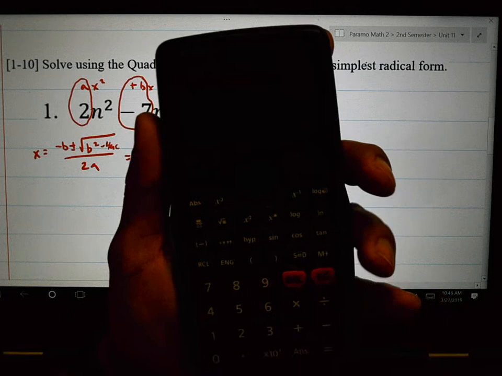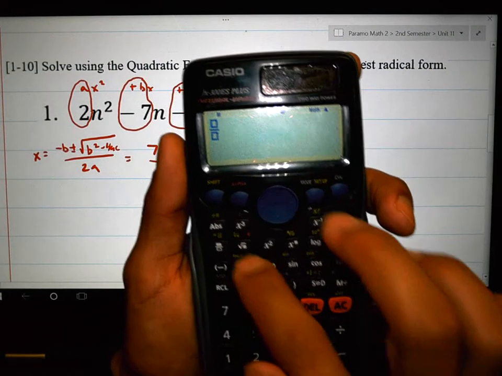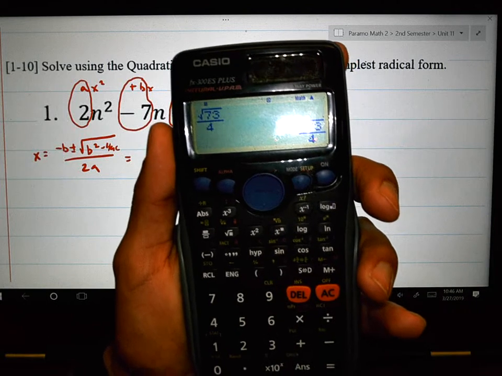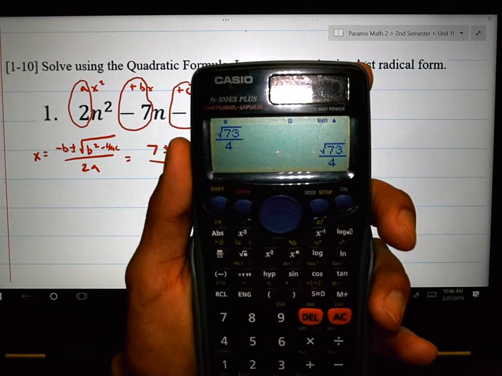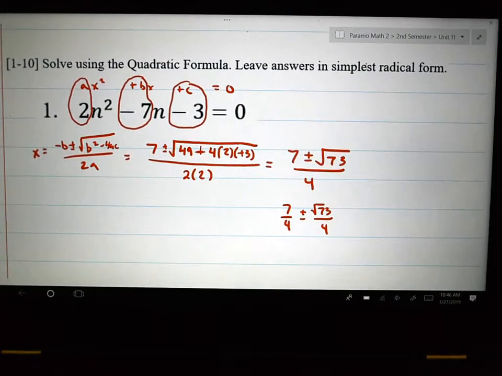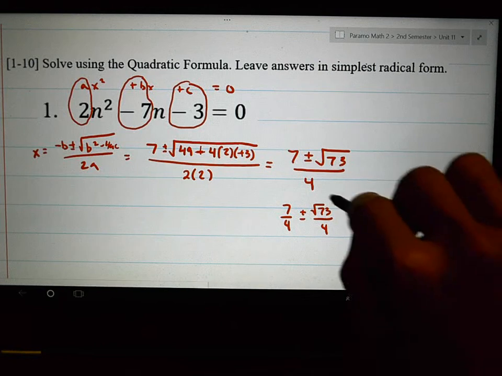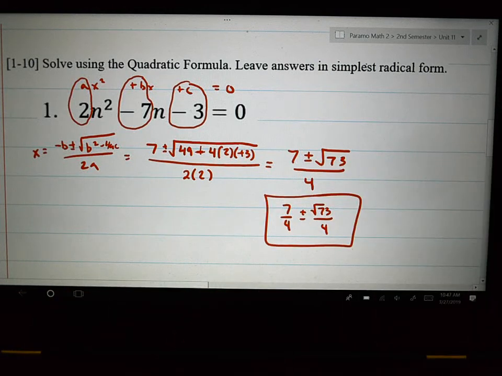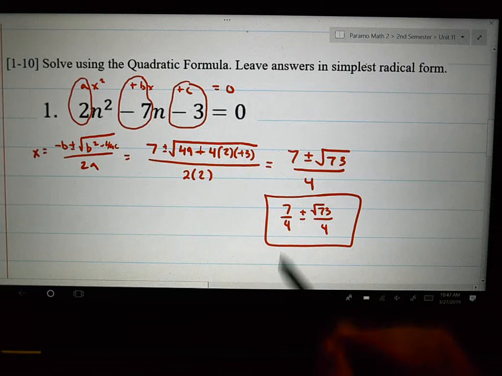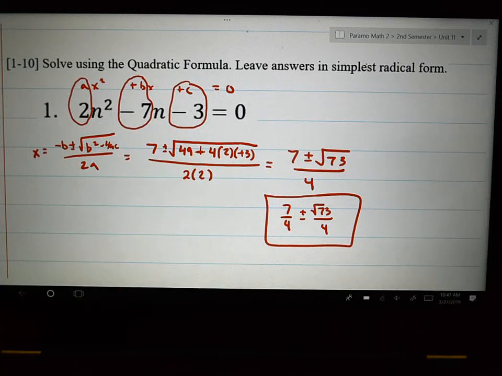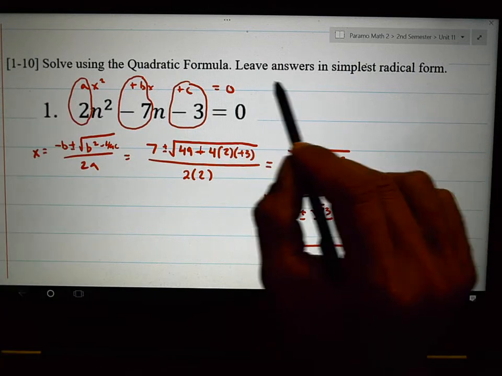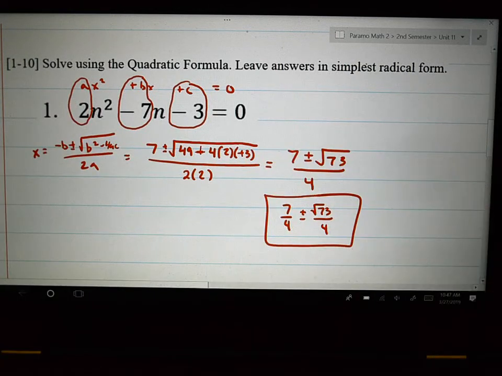If you don't know, you can use a calculator. Root 73 over 4 and see if it reduces. If it does, it will. If it doesn't, it doesn't. So this is your final answer. This is where it crosses the x-axis at 7/4 plus or minus root 73 over 4. We could turn that to a decimal to figure out where it is. We don't have to, because it says leave answers in simplest radical form. That's what that is.